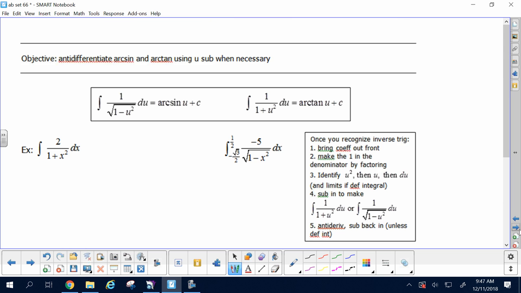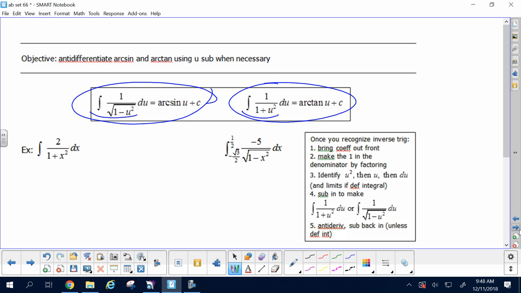Now, let's talk about tweaking arcsine and arctan. All right, there are two inverse trigs I expect you to have down cold, memorized. If you don't have them down already, you best get them down right fast. The derivative of arcsine is 1 over the square root of 1 minus u squared. Therefore, if you were to take the antiderivative of 1 over the square root of 1 minus u squared, you're talking arcsine. If you see 1 over 1 plus u squared, then that is actually arctangent.